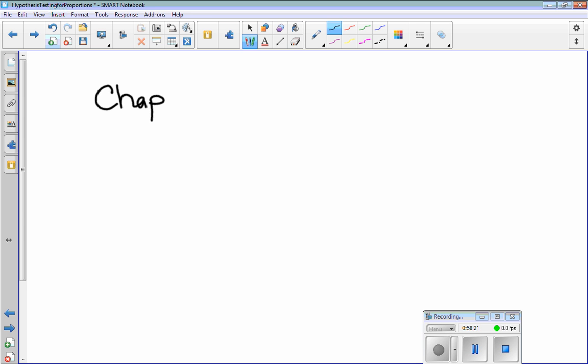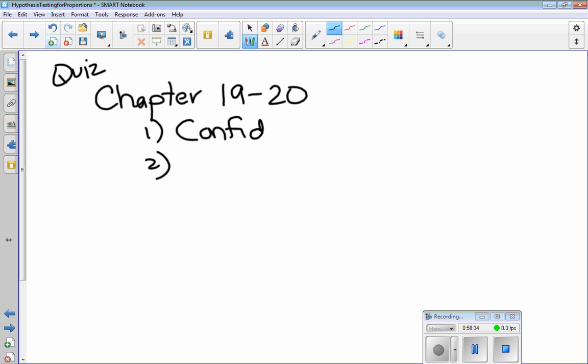How are we doing? Only 19 and 20. Okay. So the quiz is on chapter 19 and 20, and what it's going to be essentially is, can you, given a context situation, can you create a confidence interval? Can you interpret the confidence interval? Can you find sample size like we did for your homework? Can you find margin of error, whatever? All the homework from last class, okay?